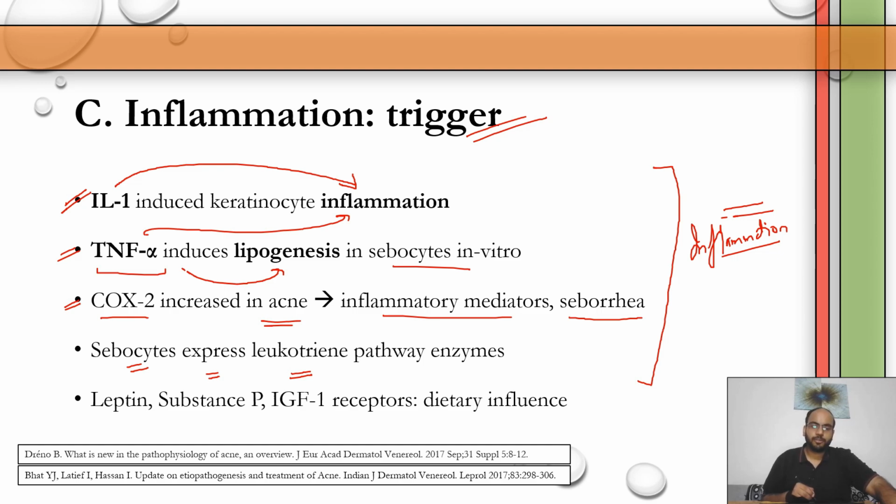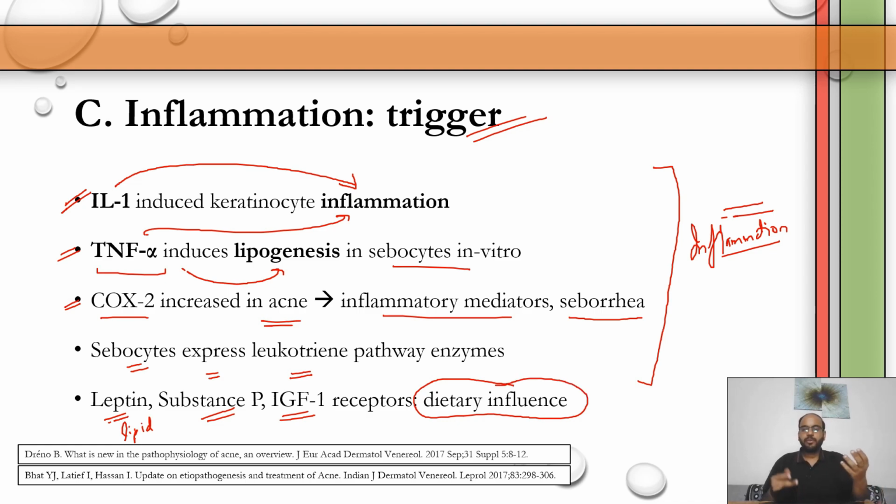Now, there are other receptors also. Receptors for leptin, which is responsible for lipid induced inflammation. Substance P, which is a neuropeptide. Insulin like growth factors, which are responsive to glucose. And these receptors, as per many good articles, are responsible for the dietary influence. So when you eat something, you will have increased expression of IGF-1. If it's more in lipids, then leptin, these all will increase. And because their receptors have been found in the follicular apparatus and sebocytes, because of diet, these kinds of influences are seen in acne. Okay, let's move forward.